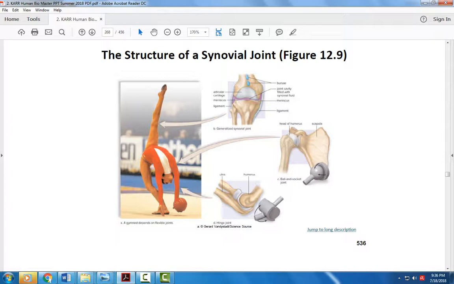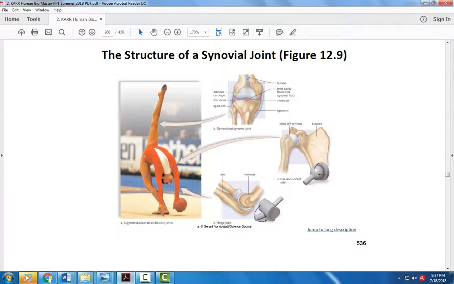But regardless of the type of joint, they have these same structures in common. So we can see that the movement of a joint may differ. For example, the shoulder and the hip are ball and socket joints. The shoulder and the hip can rotate in all directions.